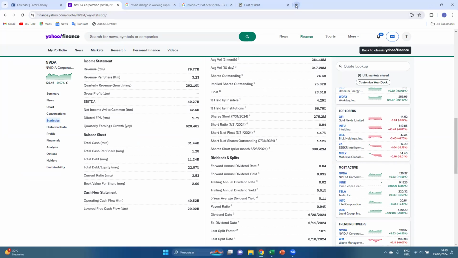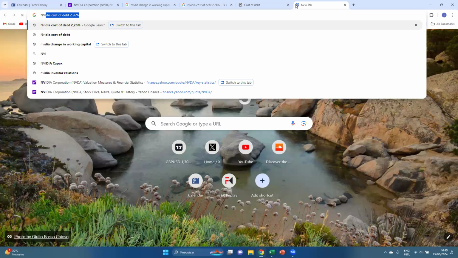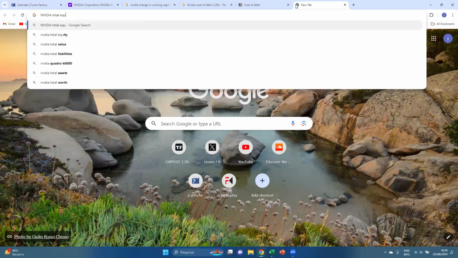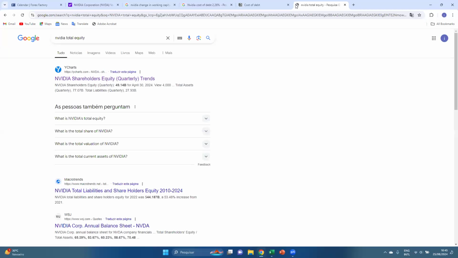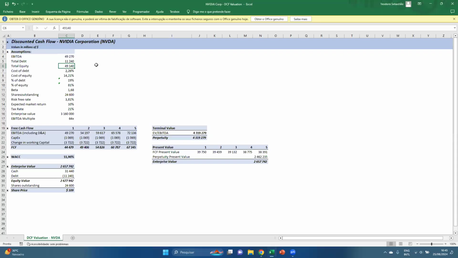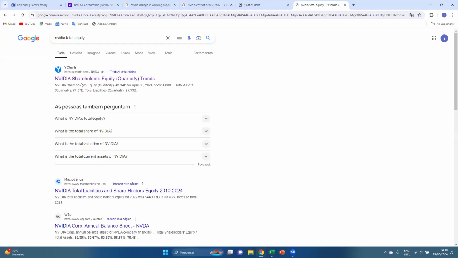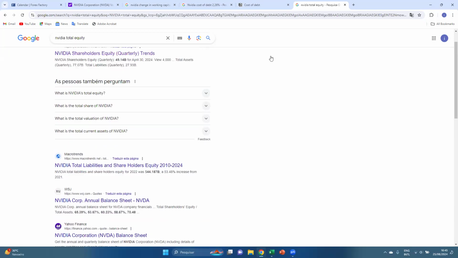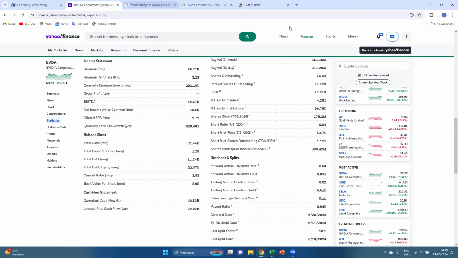I didn't catch here, but if we search NVIDIA total equity, I mean, we can see here 39 billion, basically. That is the same that we have here. Here it says shareholders' equity. It's basically the same. You guys can search like I did now. It can be useful also.